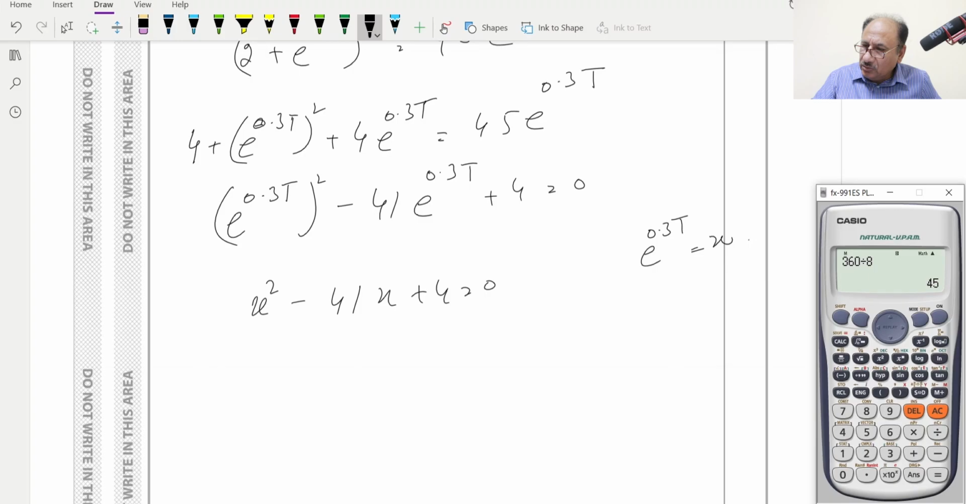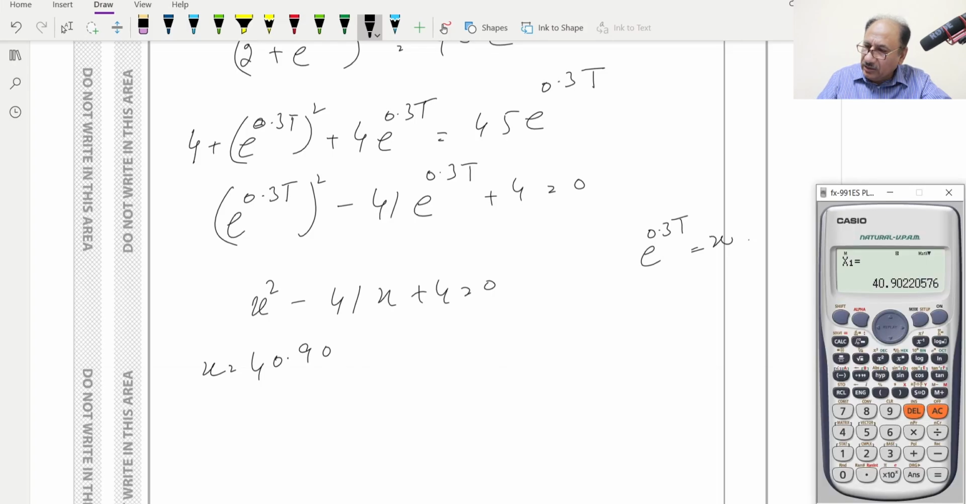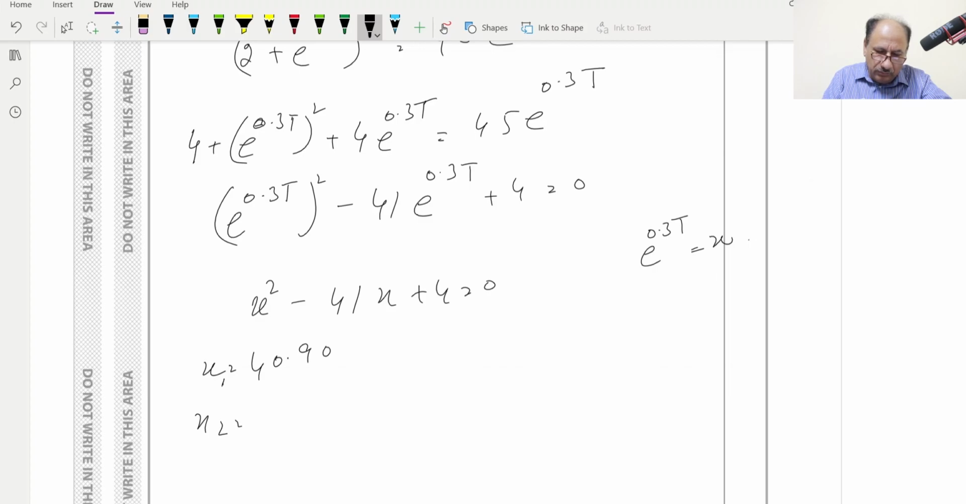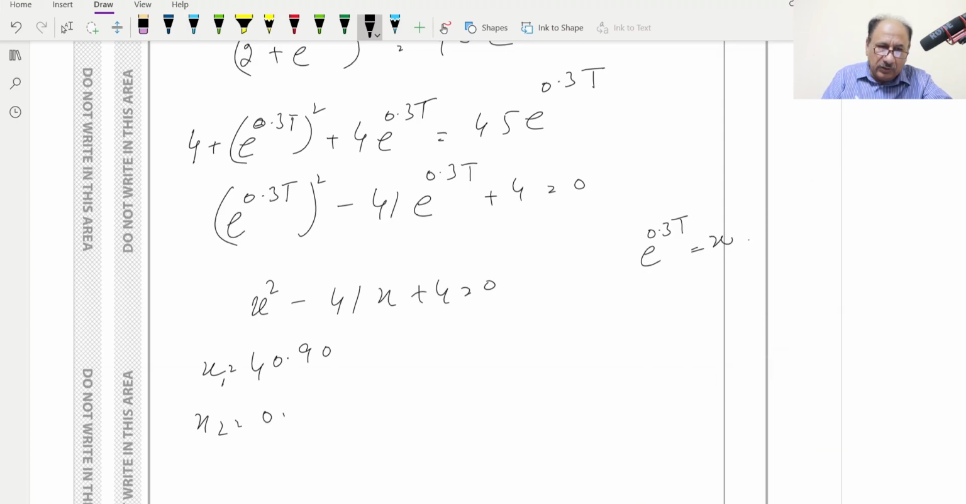Now we can use the mode 5 3 button, or you can use the quadratic formula, whatever you like. This will be 1, minus 41 and 4, and this will be equal to 40.90. So one value will be x is equal to 40.90, and the second value will be 0.0978. So this will be the x1 value, and the x2 value will be 0.00979.